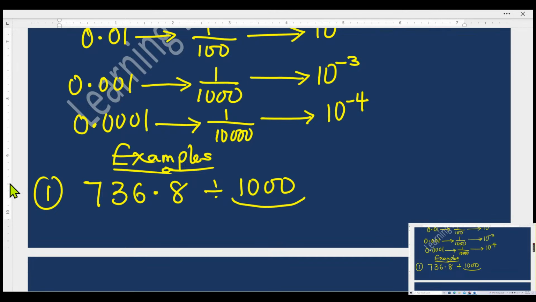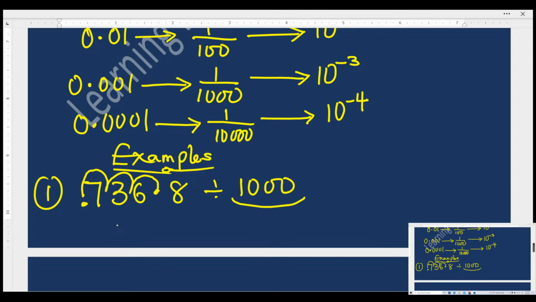Now, how many times are you going to move? It depends on the power of 10. Now, 1000 has 3 zeros. That's 10 raised to power 3. So move the decimal point to the left 3 times. You're moving it 3 times because 1000 has 3 zeros. So let's count. 1, 2, and 3. So the decimal point moves and stops where we stopped counting.